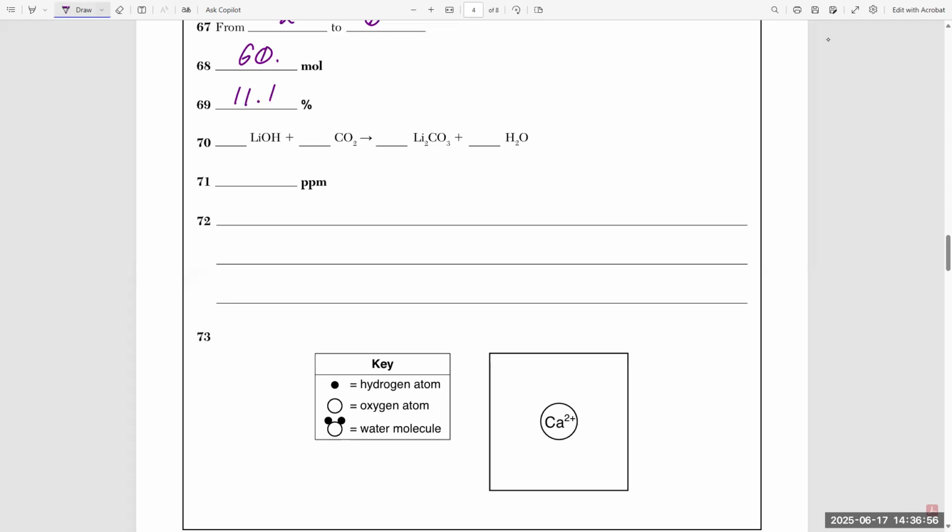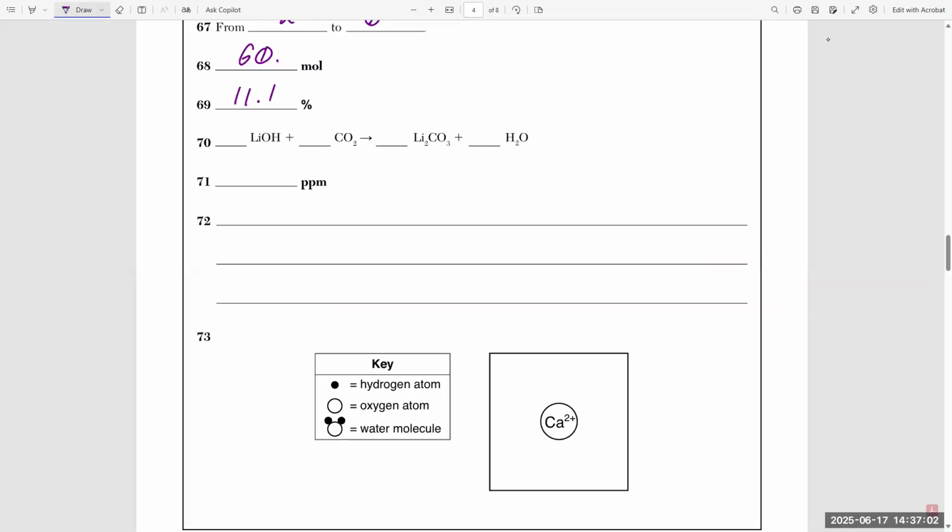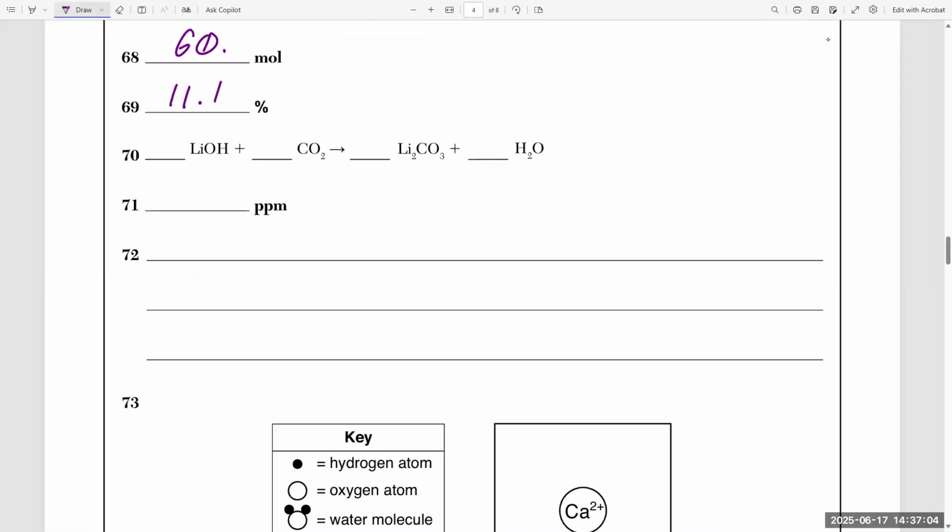All right, number 70. It looks like we're going to balance this, right? Balanced equation, you guys, the booklet, so smallest whole number coefficients. Let's tackle this. We're going to leave the oxygens and hydrogens till the end. So we got lithium. We got 2 on the right, 2 on the left. So I'm going to put 2 right here. Now, carbon, it's 1 on the left and right. So I'm guessing it's actually correct.